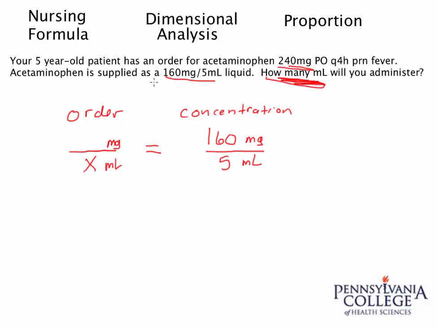So I don't know how many milliliters, so I'm going to put an X there. In the order, the milligrams is 240. So 240 milligrams is going to be in the same ratio with some amount of milliliters that we'll give the patient. That's going to be in proportion to the concentration because there's 160 milligrams in 5 milliliters. This is different than dimensional analysis. With a proportion, we would cross multiply. So we get 240 times 5, which again was 1200, equals 160 times x if we cross multiply. So 160x. We divide both sides by 160. We get x equal to 7.5.